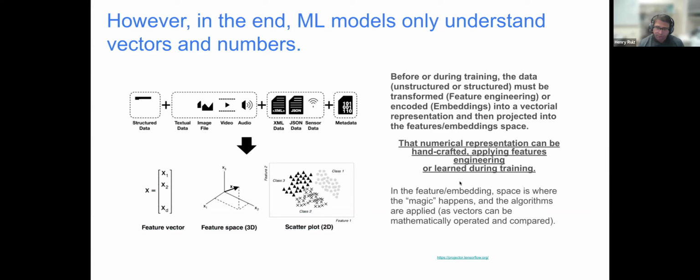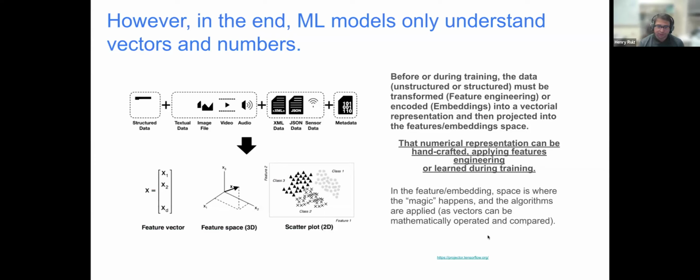So I can train a model to create a low latent representation of my data. If I have an image, for instance, I need to somehow transform that image, which has height, width, and channels, so three dimensions, sorry, into a vector. How can I do so? There are different techniques. And it is in the feature embedding space where the magic happens and where those algorithms are applied, especially because vectors can be mathematically operated on and compared.